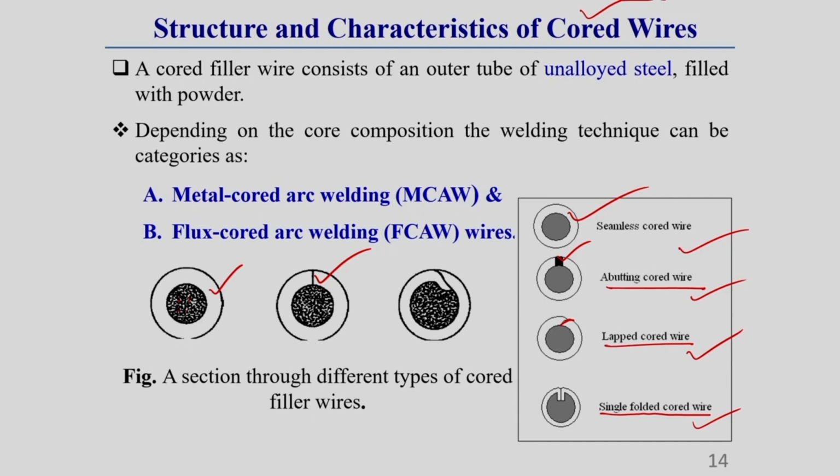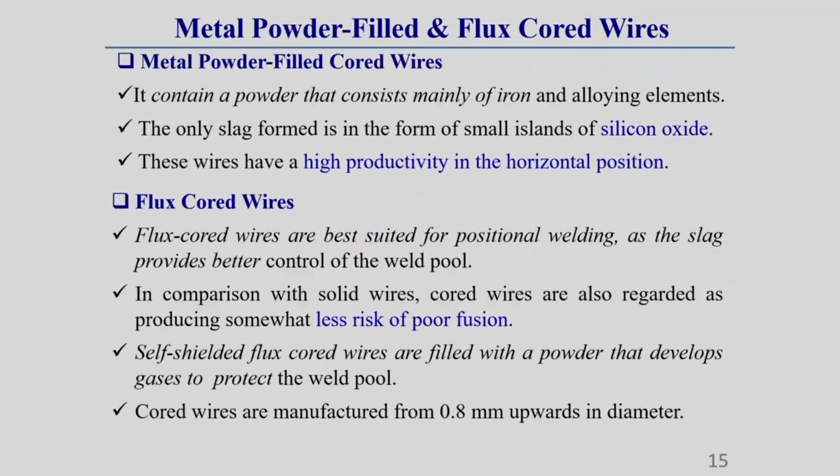Now depending upon the composition of this core wire, this welding process is further categorized into two different categories. One is called the metal core arc welding process, and the other is called the flux core arc welding process, FCAW, where flux is used inside the core. Sometimes in this core we can use metal, that is, an alloying element which improves the weld joint quality, and sometimes we can use only flux. I will discuss the details in a subsequent slide.